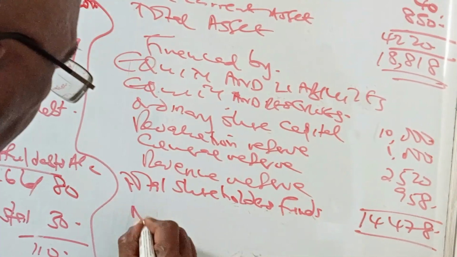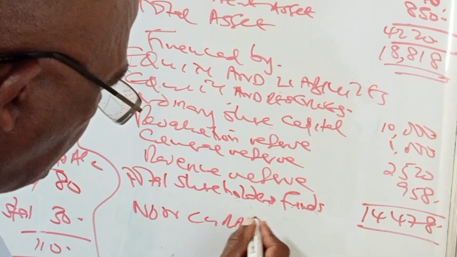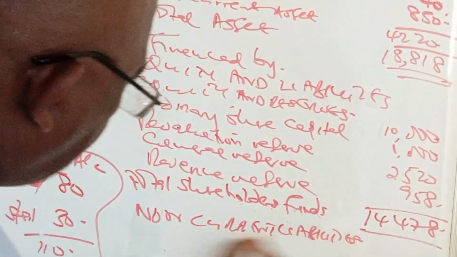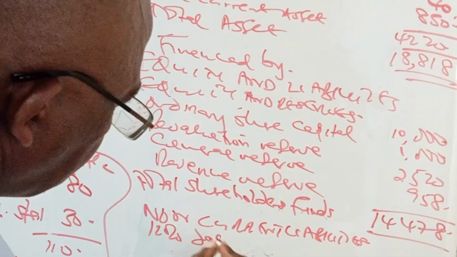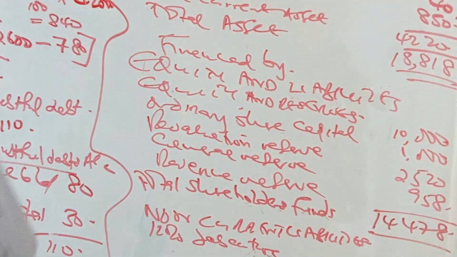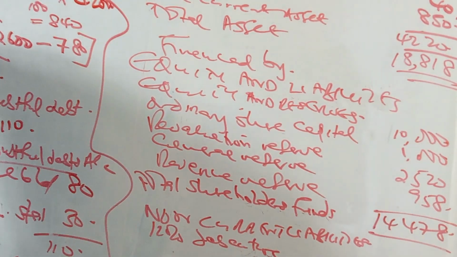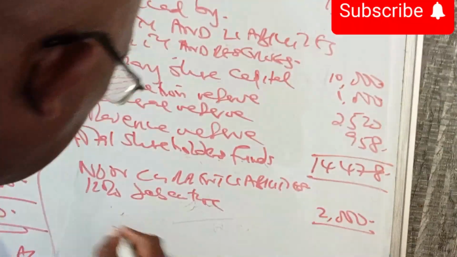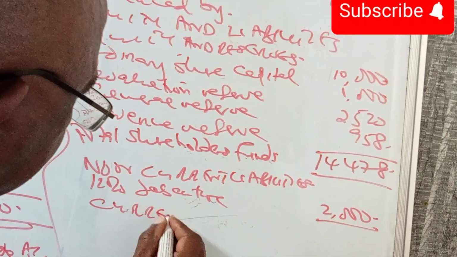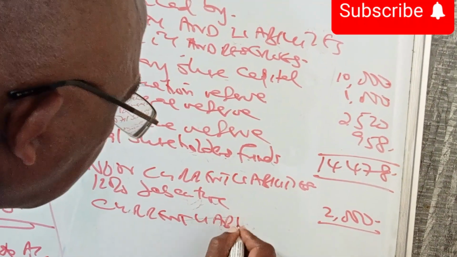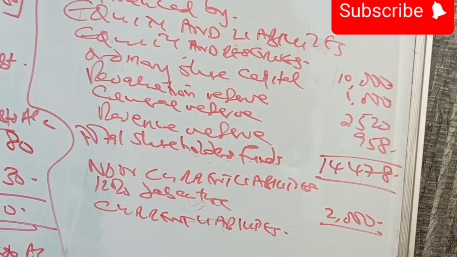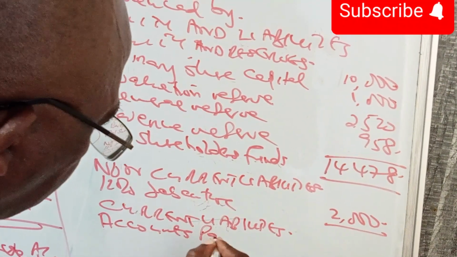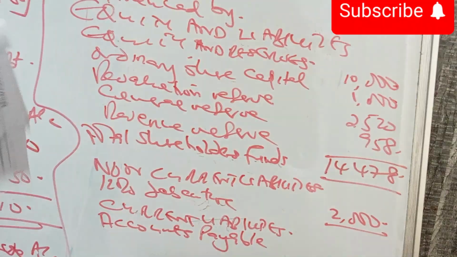Then we say non-current liabilities, and we have a debenture. We know we have a 12% debenture, which we said is amounting to 2 million. Then we say current liabilities, starting with trade creditors or accounts payable, from the trial balance.